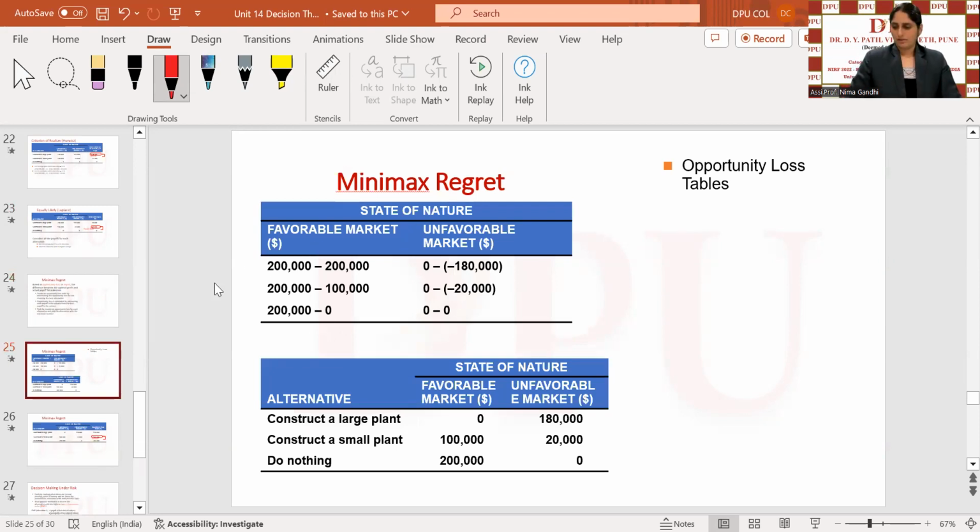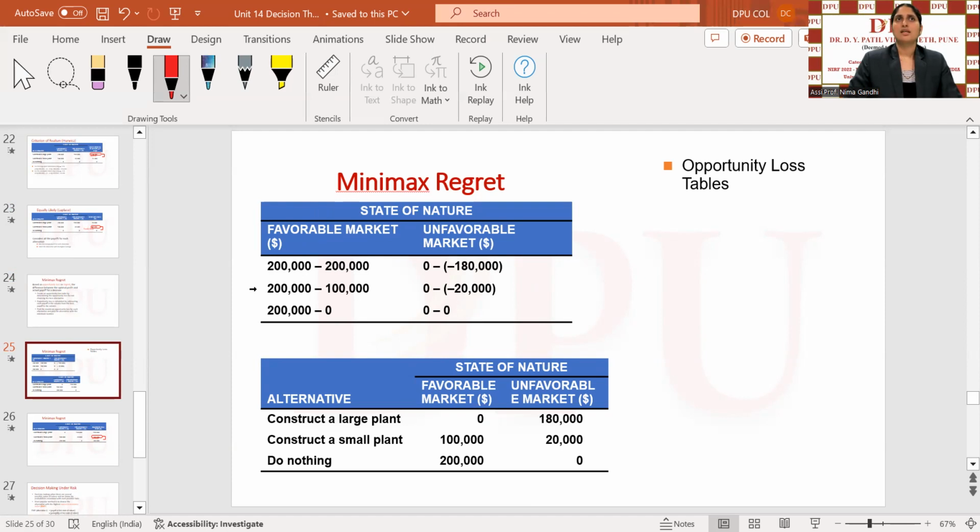So actually these are the alternatives, right? For the first alternative, when they go for the construction of the large plant, and if the market remains favorable, they are not losing any opportunity, they are making the maximum profit. So here the value is 2 lakh minus 2 lakh, which is 0 for this particular payoff.